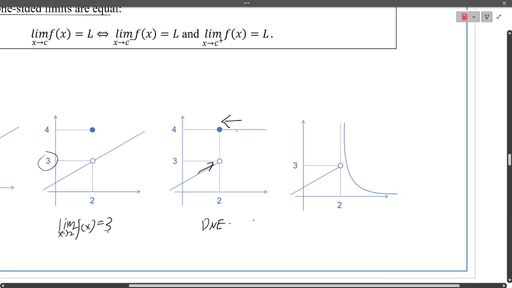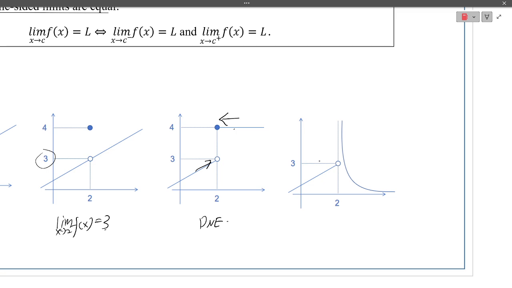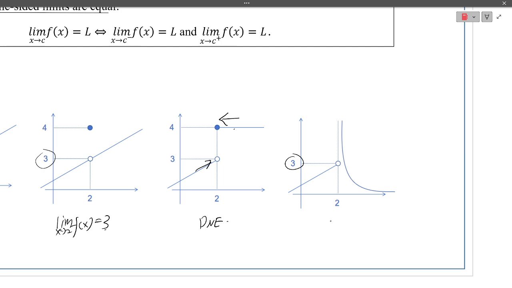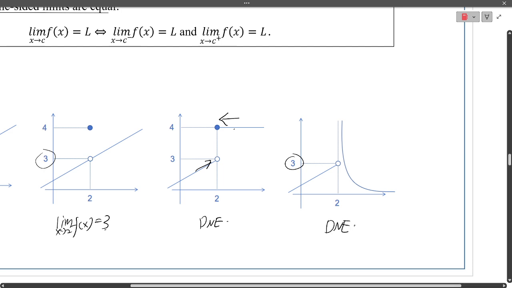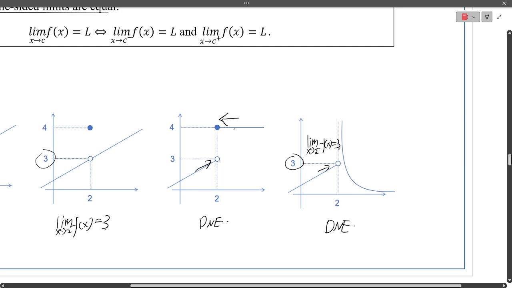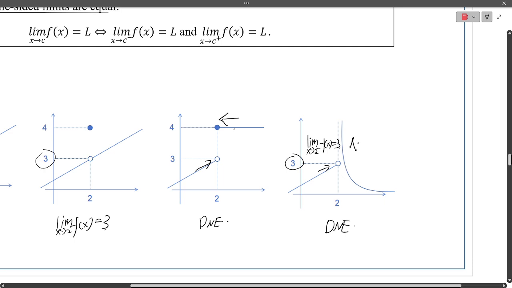The last graph is the most misleading. Many students might think the limit at 2 is 3. But in reality, the limit does not exist. It is true that the left-hand limit at 2 is 3, so we can write the limit as x approaches 2 from the left is 3. However, when x approaches 2 from the right, we observe that y does not approach a fixed value, but instead tends toward infinity.